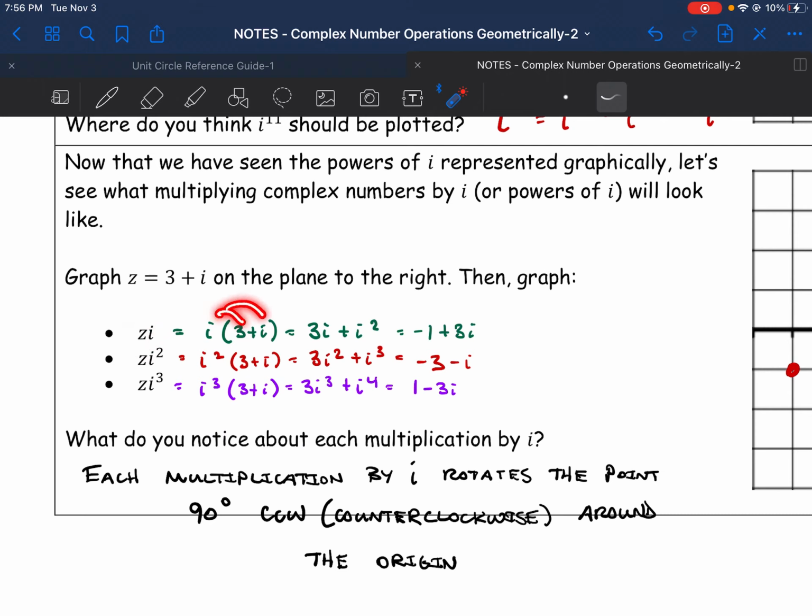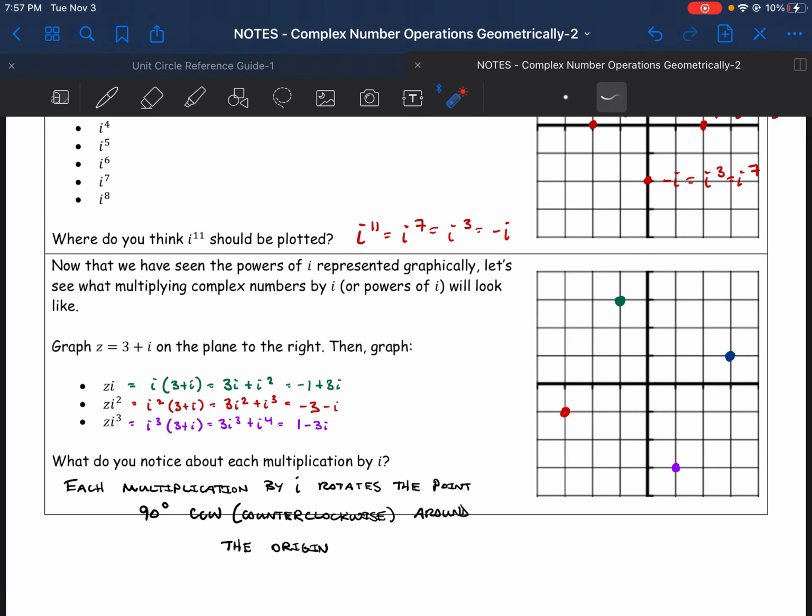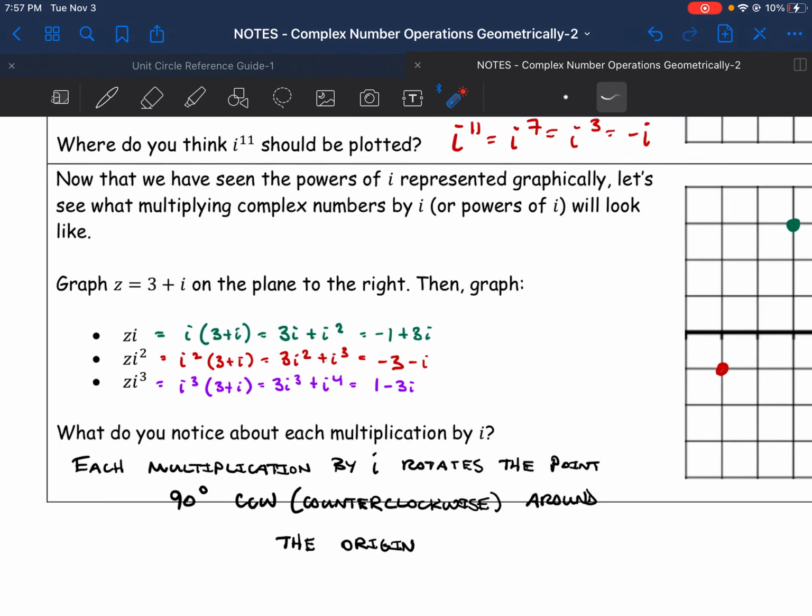Well, that's going to give us, after distributing the i, 3i plus i squared. But again, remember that i squared is negative 1. So we get negative 1 from the i squared plus 3i. So I'm going to graph that here in green. Negative 1 plus 3i right there. And notice once again, we're just getting this 90-degree rotation counterclockwise. Well, let's keep trying it here.